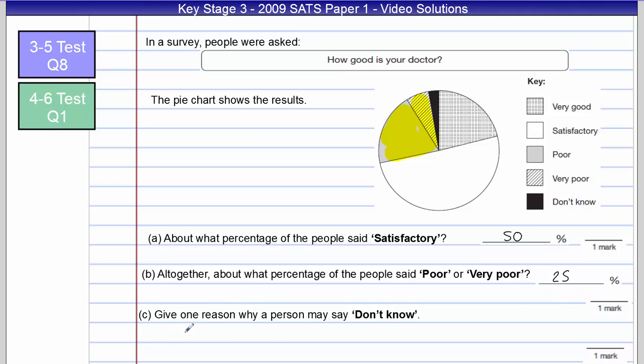In part C, it says give one reason why a person may say don't know. Now there's lots and lots of different things you could put here. I'll give some examples. You could say they might think their doctor's treatment is sometimes very good but not at other times. They might not think that any of the possible answers is what they think, so they might not want to choose any of these. They might not have a doctor, they might not want to comment, they could be worried about giving an opinion, they might have only ever had one doctor, or they might not always see the same doctor. So I'll put that last one, but you could have put any of those.